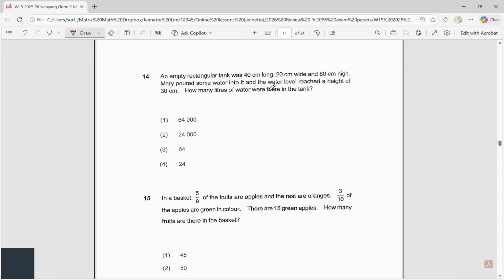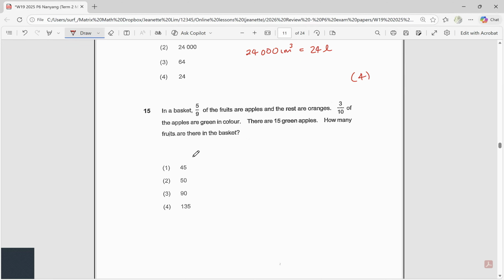But when you pour in water, it reaches a height of 30 cm. So what's no longer relevant in order to find the volume is this 80 cm. So length times breadth times the height, water level. That will give us the volume of water inside. And they're asking for liters. Now, be careful when you look at the units. They want liters, so your answer cannot be option 2. So what you should be doing is to convert cubic cm into liters. Okay, so answer is option 4.